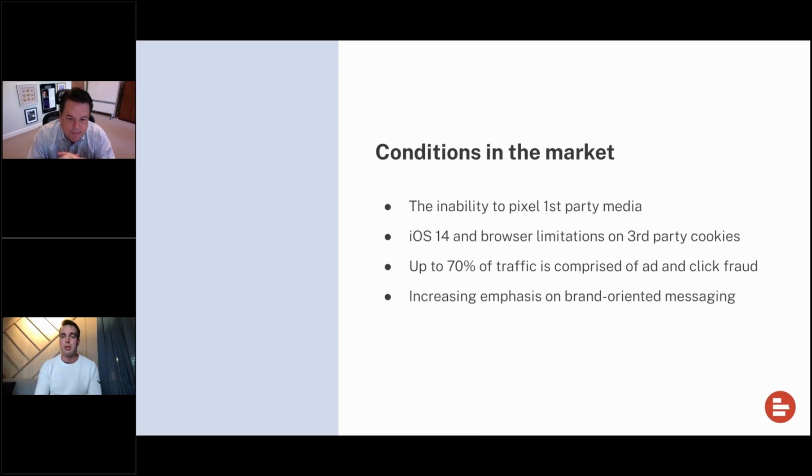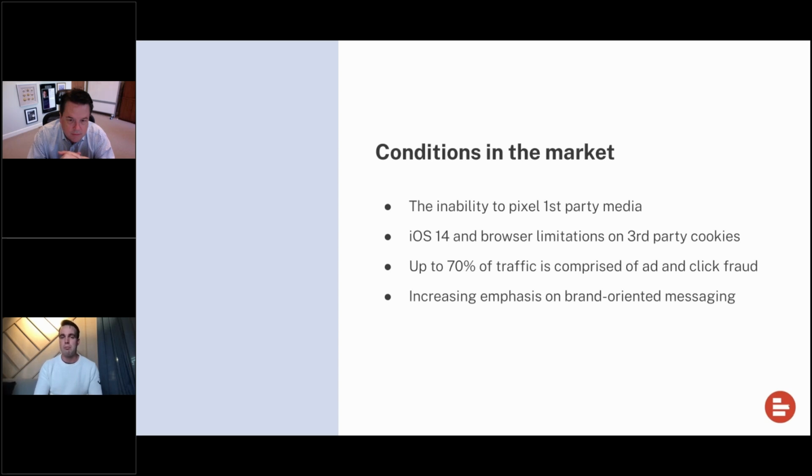So now that we've got the overview of those two technologies, I just want to talk about some of the conditions in the market that we're seeing. What our CEO, Mikael Tuneberg, has mentioned on previous recordings and broadcasts is that the landscape is getting more challenging for digital marketers. And this can be ascribed to a number of different factors.